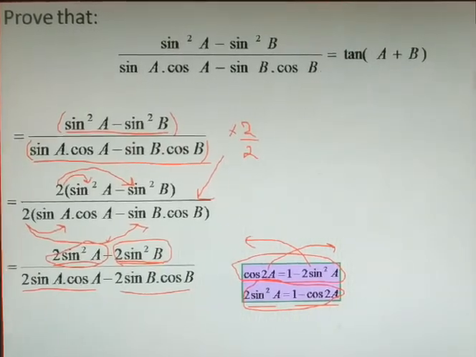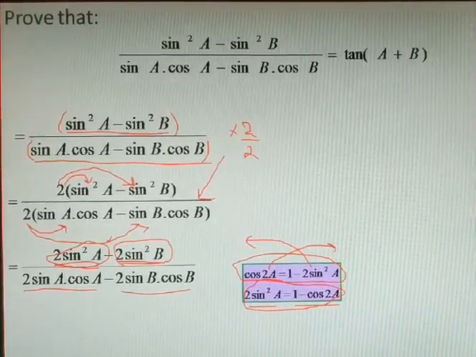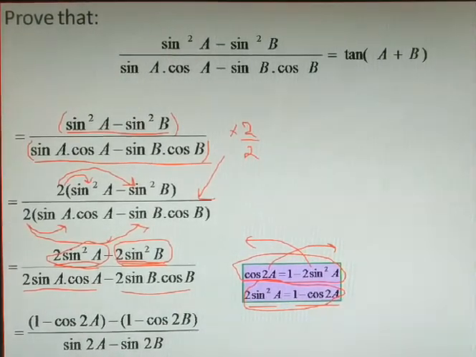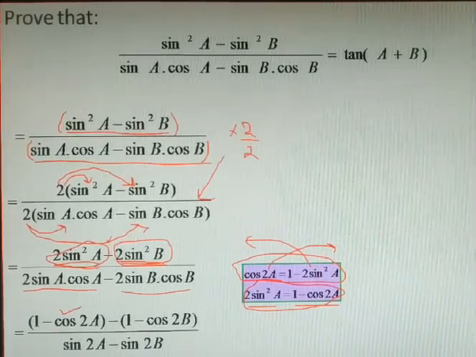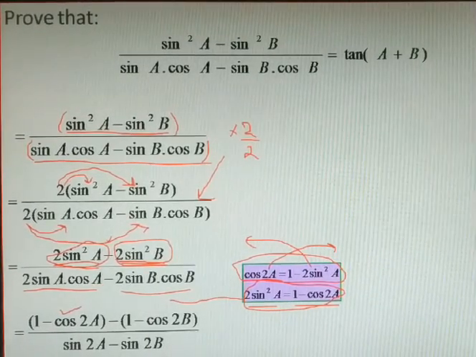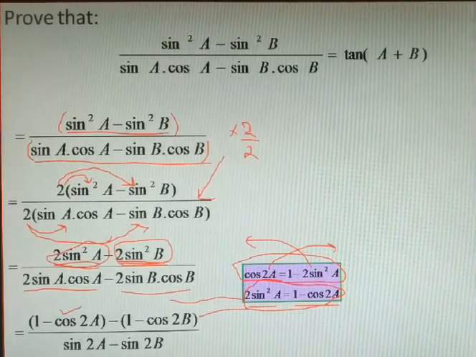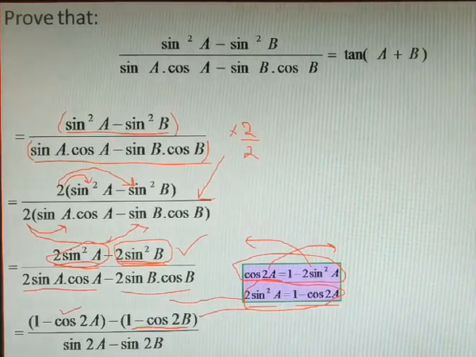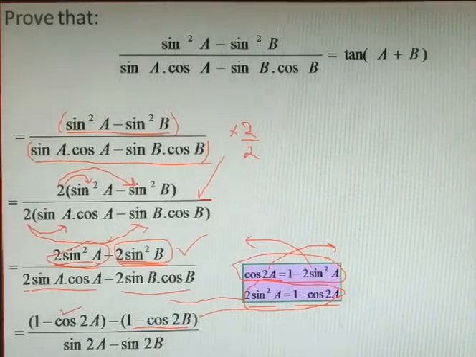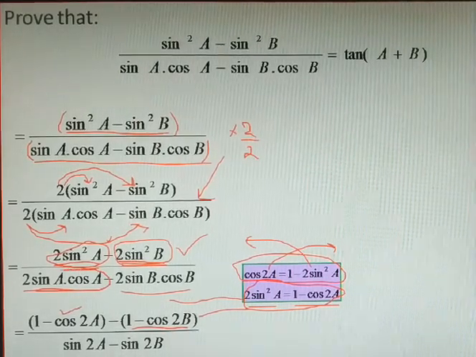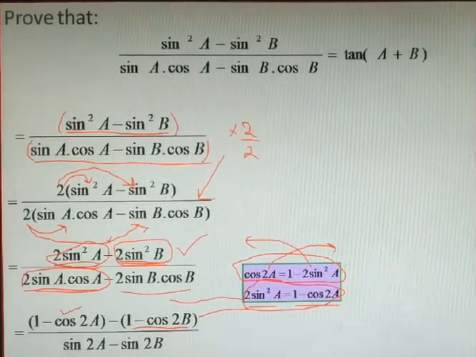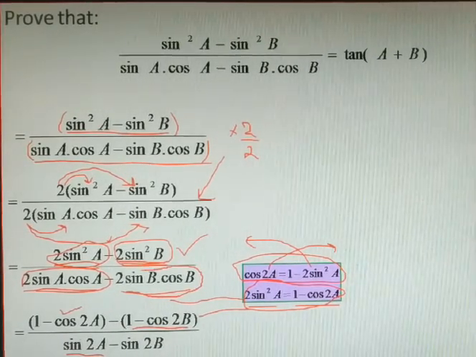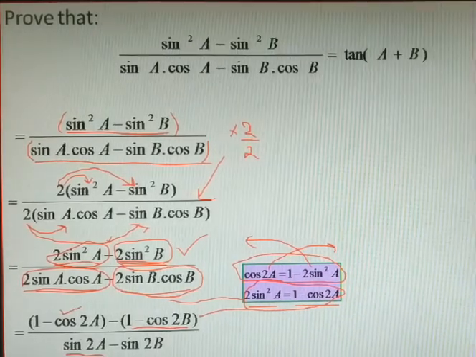So that's what we will do with this 2 sine square A and 2 sine square B. Keeping them in bracket, 2 sine square A can be written as 1 minus cos 2A. That comes from this formula. And again, in the same way, 2 sine square B can also be written as 1 minus cos 2B. And then we have the next formula for 2 sine A into cos A, and that is sine 2A. In the same way, 2 sine B into cos B is also written as sine 2B.